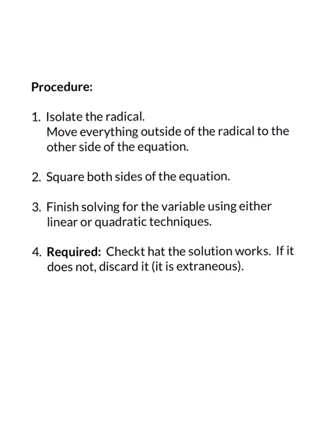Okay, so our procedure in order to solve radical equations. The first thing we want to do is isolate the radical. If you have anything outside of the radical, you want to move it to the other side of the equation. From there, we want to square both sides of the equation to get rid of the square root. And then we finish solving for the variable using either linear or quadratic techniques.